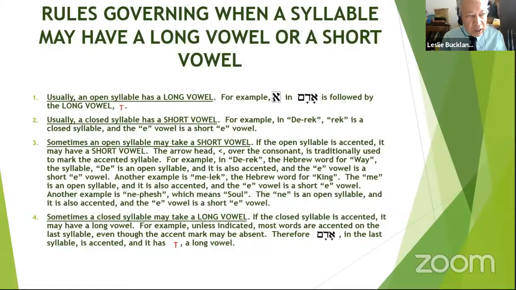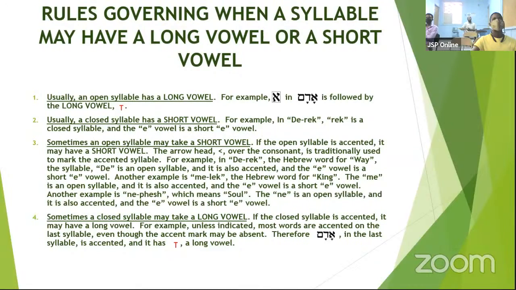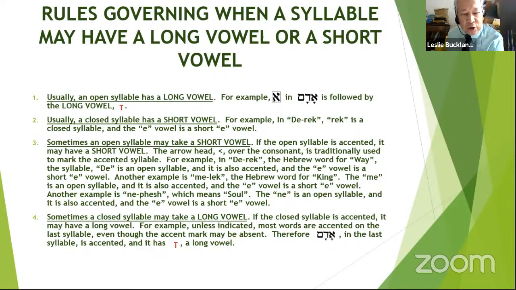Okay, number 1, usually an open syllable has a long vowel. Can anyone remind me what an open syllable is? An open syllable begins with a consonant and ends with a vowel. Thank you. So it begins with a consonant and ends with a vowel.